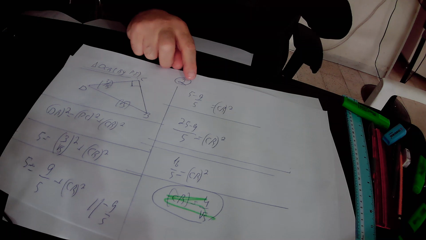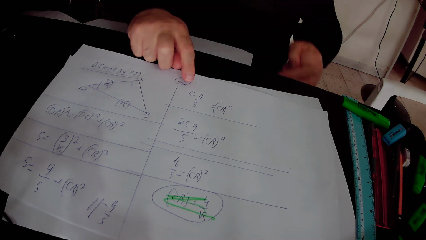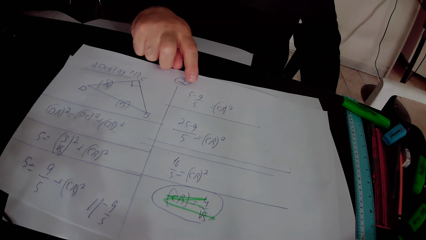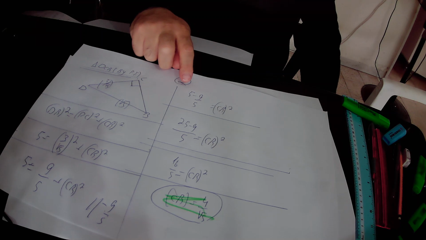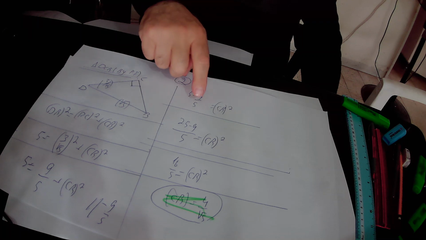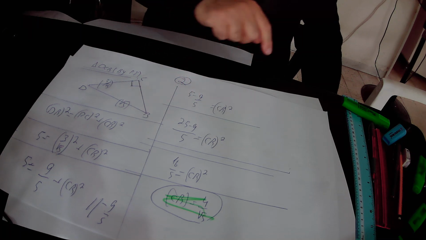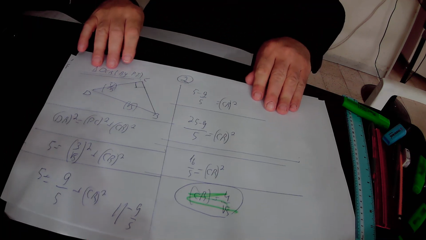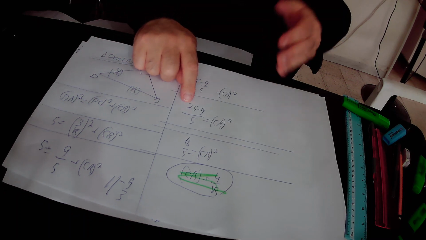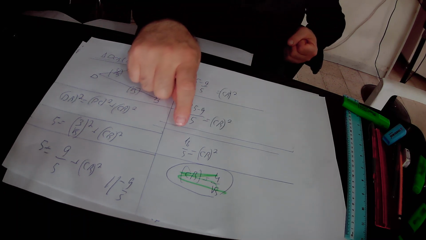We multiplied 5 by 5 and then divided it by 5 in order to have a common denominator with minus 9 over 5. 5 times 5 is 25, so in total in the numerator we have 25 minus 9 over 5 equals CB square. 25 minus 9 is 16, so in total this expression equals 16 over 5, that is CB square.